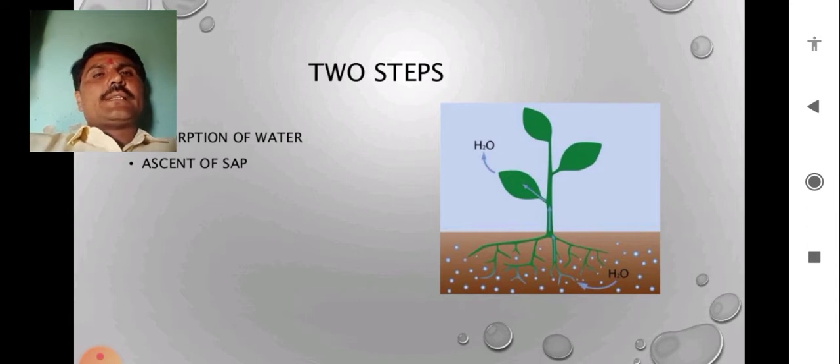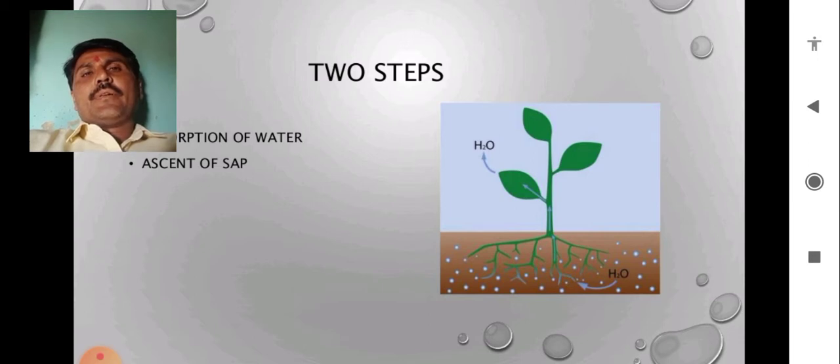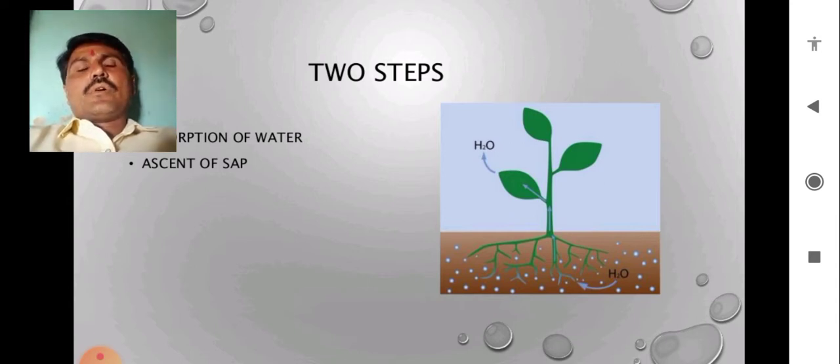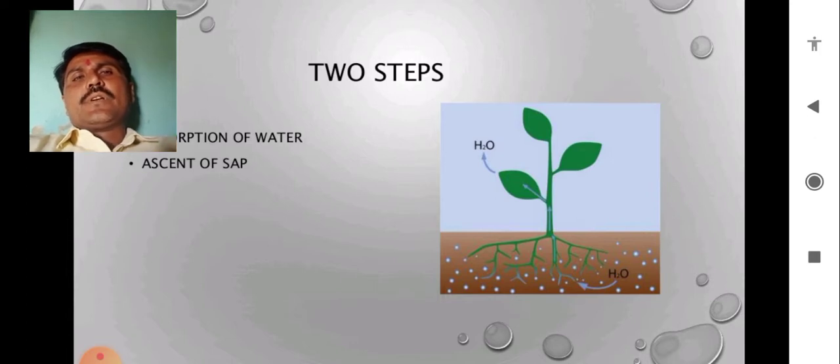So what we studied is the movement of molecules or minerals from a higher concentration towards a lower concentration of liquid form in the case of plants.